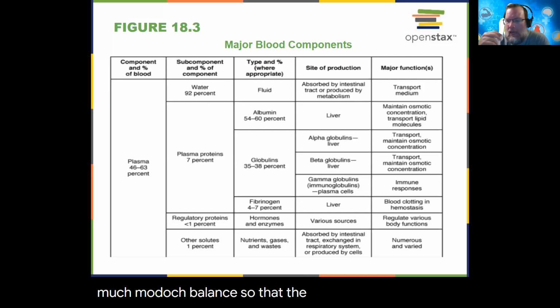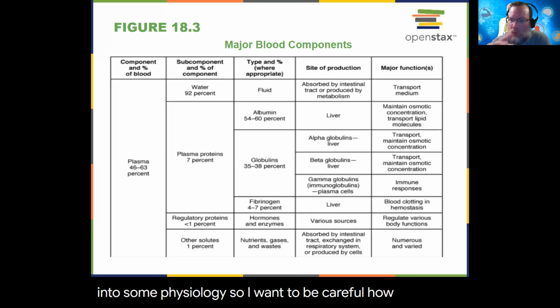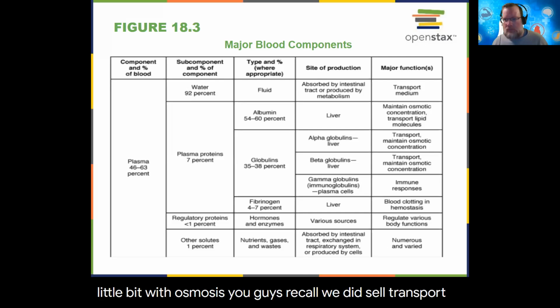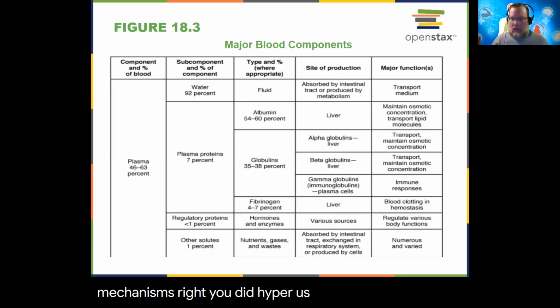This gets into some physiology, so I want to be careful how deep we go, but for now, osmotic concentration has to do with the ability of water to move to dilute somewhere. We did a little bit with osmosis, so you guys recall we did cell transport mechanisms, right? You did hyperosmotic, hypoosmotic, and isotonic, or hypertonic, hypotonic, and isotonic.